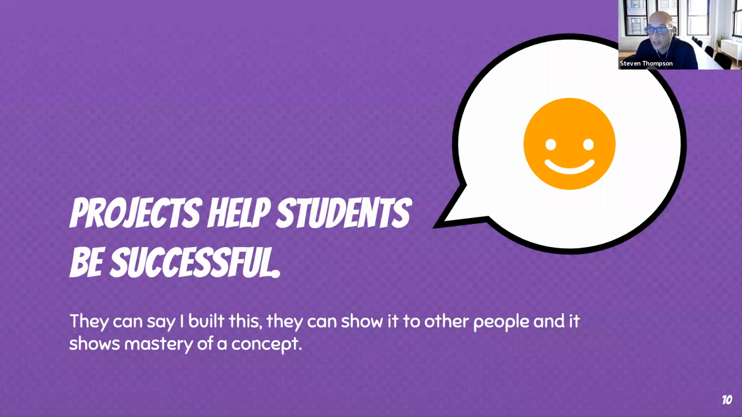So projects help students feel successful. They can say, I built this. They can show it to other people, and it shows mastery of a concept. The main thing you want to do is show at an IEP that a student has mastered a concept. But you've done something a little bit more magical when the student can be invested in their work and show it to other people. Here is what I built. Here is what I've accomplished. And then they have done it.